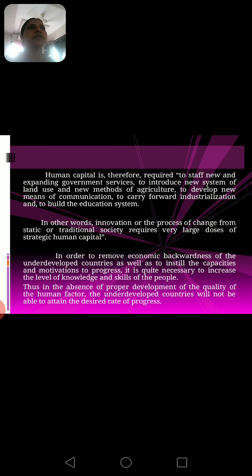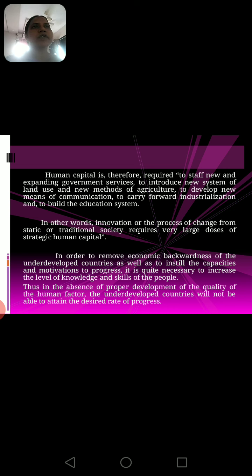In conclusion, human capital is required to staff new and expanding government services, to introduce new systems of land use and new methods of agriculture, to develop new means of communication, to carry forward industrialization and to build the education system. In other words, innovation or the process of change from a static or traditional society requires very large doses of strategic human capital in order to remove the economic backwardness of underdeveloped and developing countries, as well as to instill the capacities and motivations to progress.